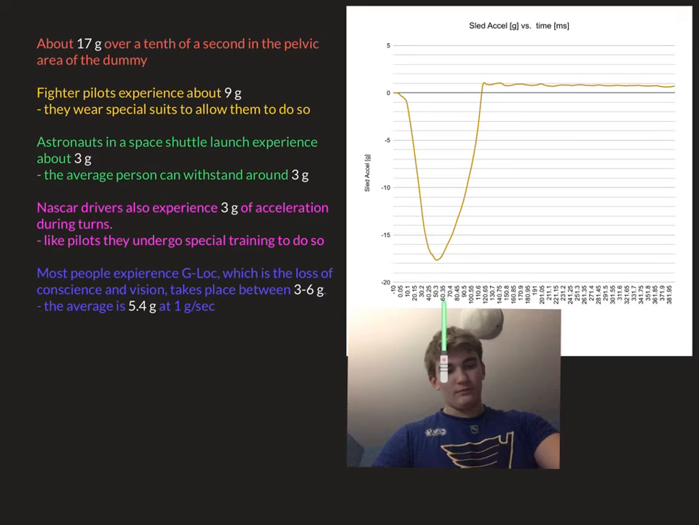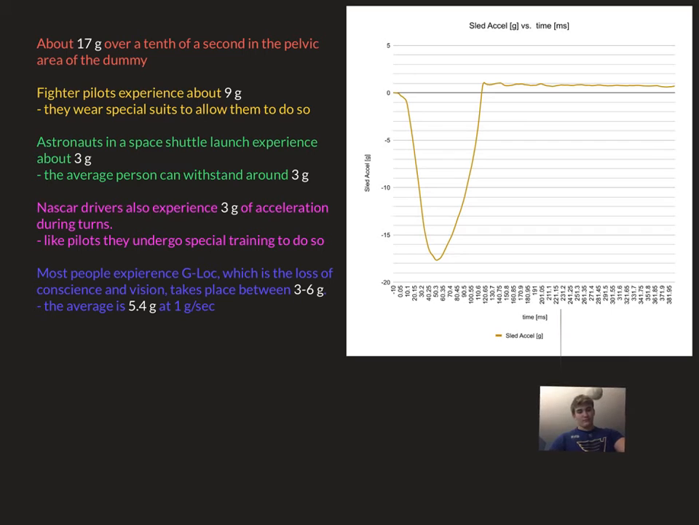And the graph is in milliseconds, as you can see. So it's actually closer to a tenth of a second. And that's a lot of G's, because obviously that's like 170 meters per second squared of acceleration. Now we're going to talk about other examples and how this compares.